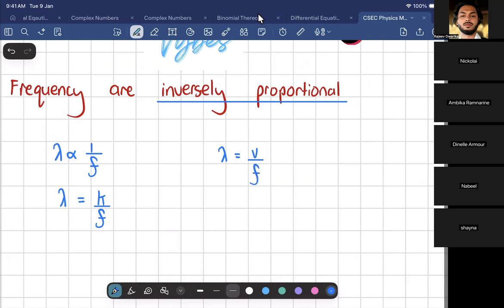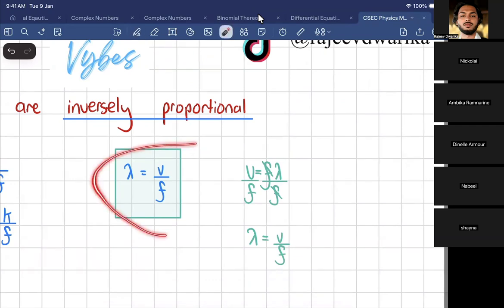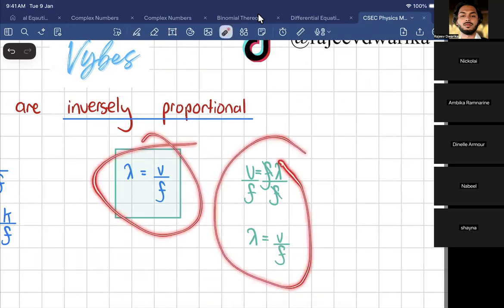And that's what we know in physics as the formula, right? If I use v is equal to f lambda and I were to divide both sides by f, wouldn't I get that formula? Wouldn't I get lambda is equal to v over f? Do you all understand this? Like this is the formula in physics, yes or no? I understand it so far.